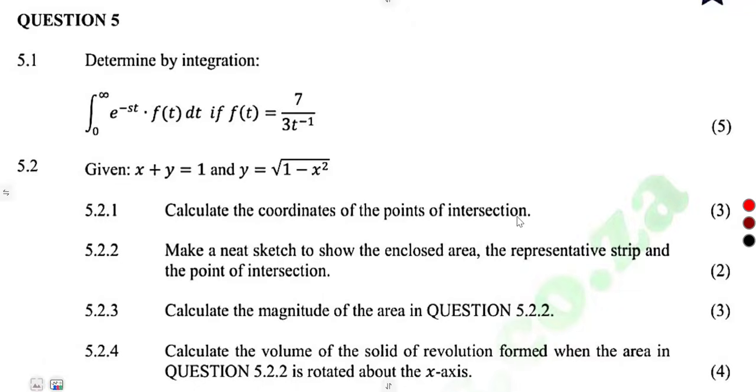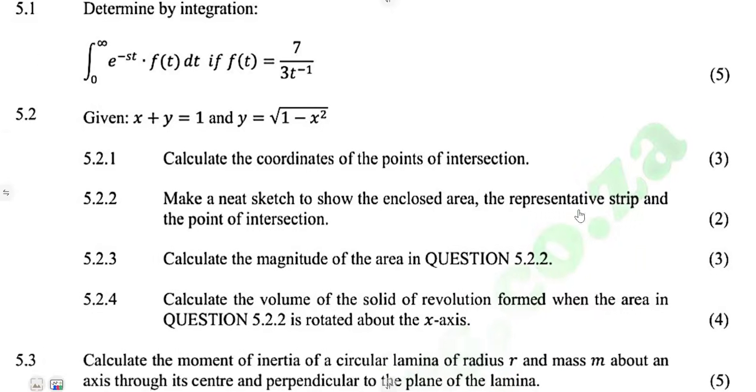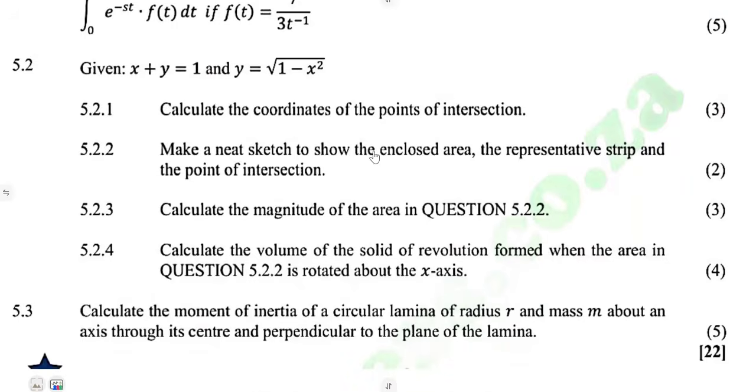So let us continue with question number 5. We have a lot of things actually on question number 5. That is the definite integrals, the part of areas and volumes, and also the second moment of area and the moment of inertia. This is the part that covers question number 5. So those are the ones that you must expect, and this is what we have.